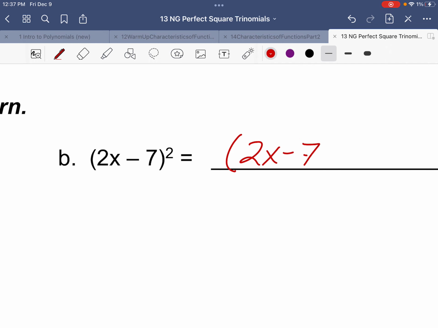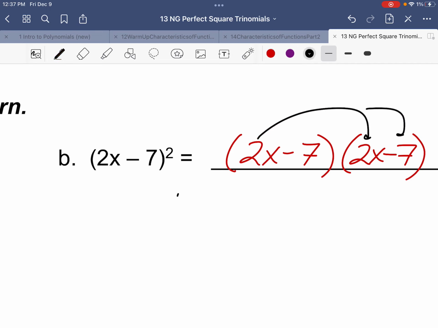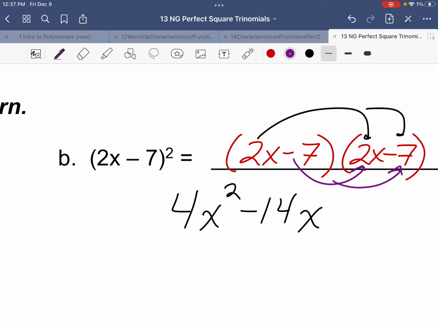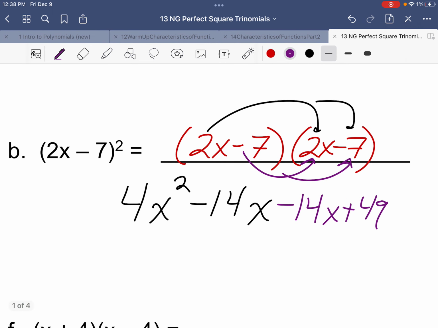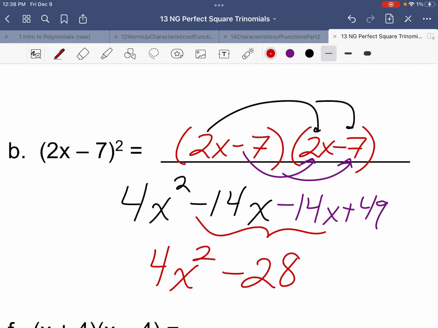2x minus 7 squared, right? 2x minus 7 times 2x minus 7. Once again, distributive property, FOIL method, whatever you like to call it. But you're going to distribute or multiply 2x onto both of those. And then you're going to multiply negative 7 onto both of those. So we have 4x squared minus 14x minus another 14x. Looking a little special, right? We end up with those two negative 14x's being negative 28x. Don't forget about your plus 49 at the end and your 4x squared at the beginning.